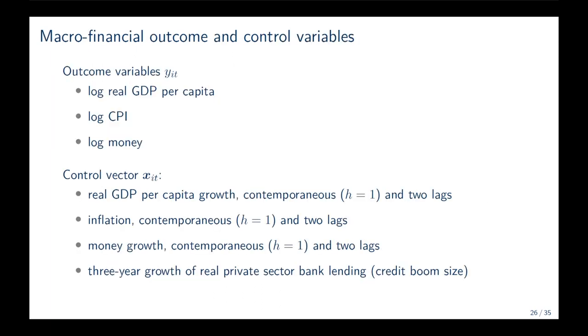There's going to be inflation. There's going to be money. There's going to be GDP per capita. The things you want to see. We're going to control for the 3-year growth of real private sector bank lending, so we want to control for the size of the credit boom that might correlate with the severity of the crisis, et cetera. In the end, we would still argue the big assumption you need to make is that the allocation of hawk or dove to the crisis, if you will, is quasi-random and has nothing to do with that severity ex ante.